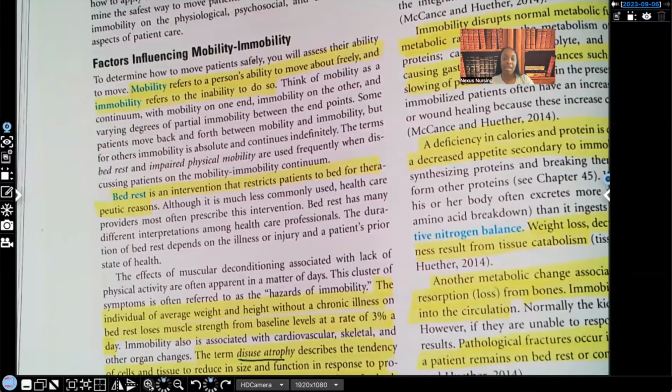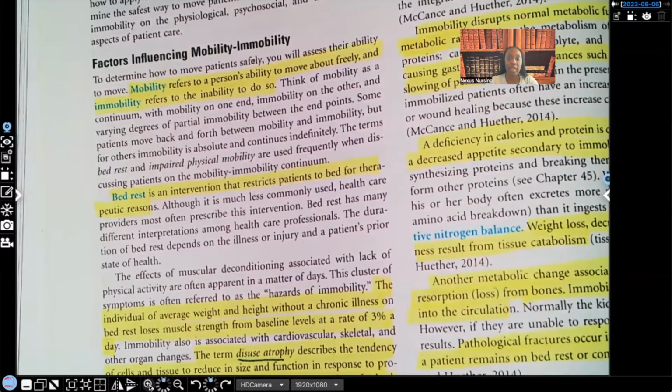On this video, I'm going to be covering fundamentals/foundations of nursing. And to be specific, I'm going to be going over immobility and its complications.